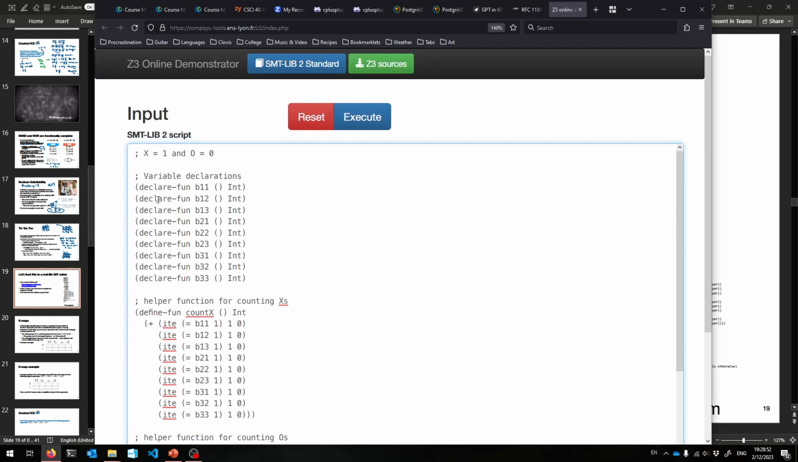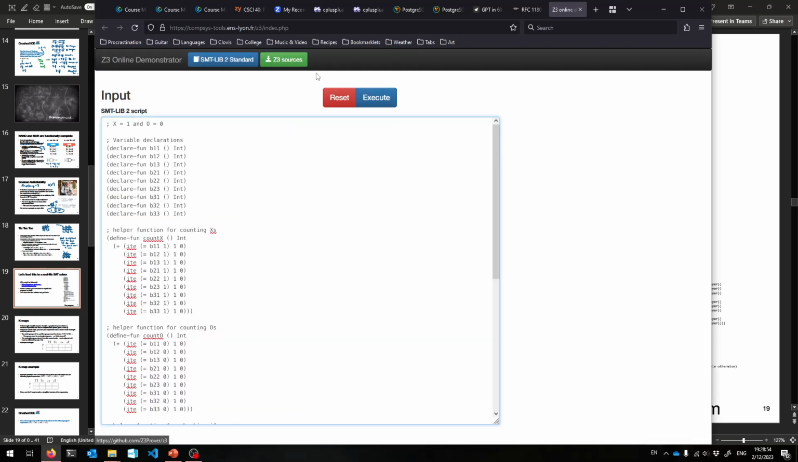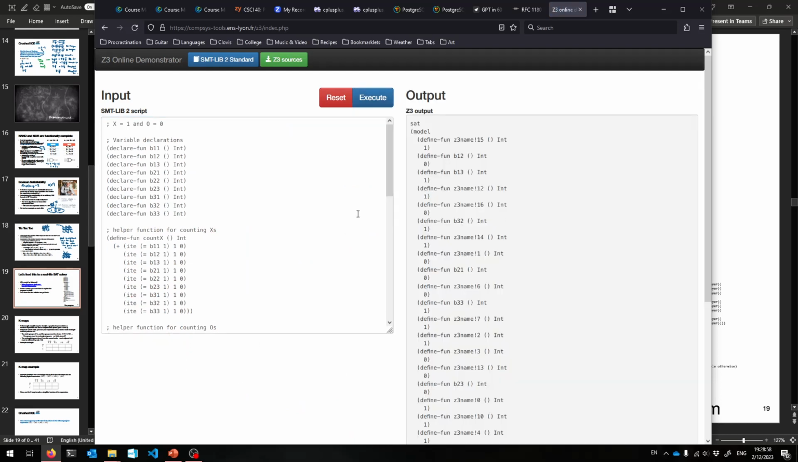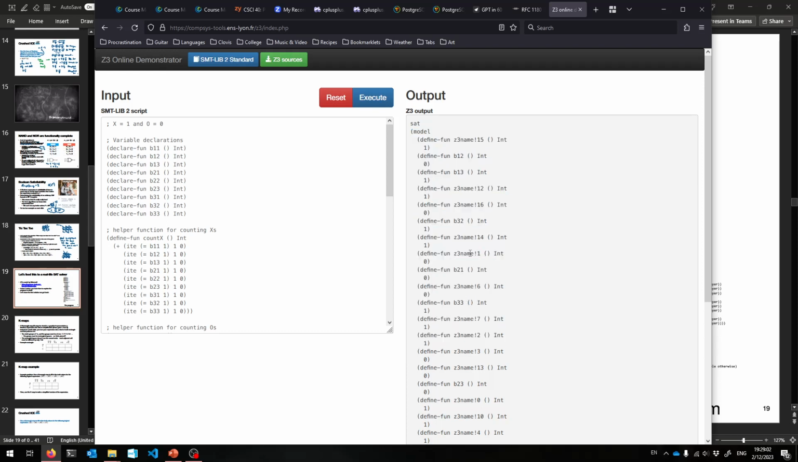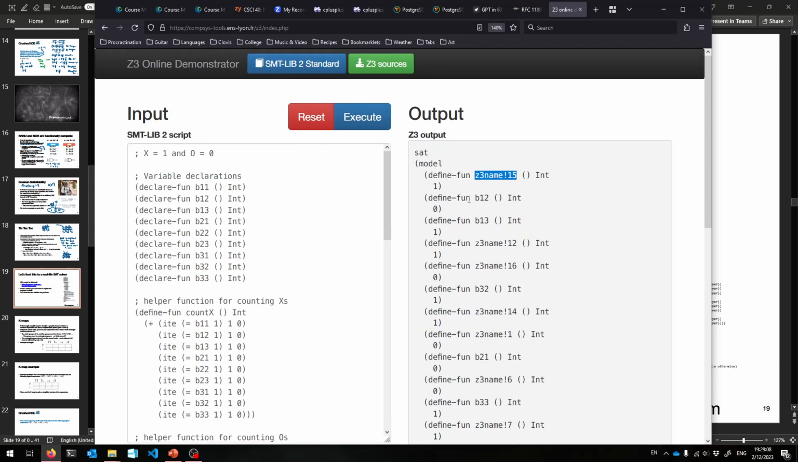But that's the program. Hopefully it makes at least a little bit of sense. And then if I run it, it's going to give me one way for X to win and O to lose. So here it is. Here are your values. If you zoom in and squint, it's got some helper variables that it made for itself, and it's got our original variables that we care about. Like this all works out if B12, for example, is set to 0. That's the idea.